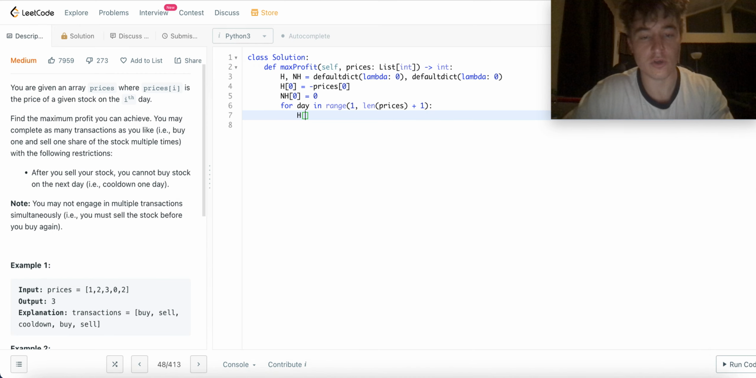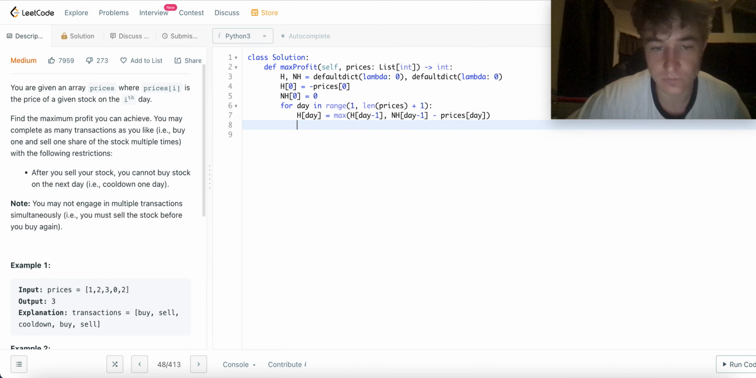Okay. So holding at this day equals the maximum of deciding to hold on the previous day, or we could decide to not hold on the previous day and buy at this day, which is going to cost us the price at the current day. Does that make sense?